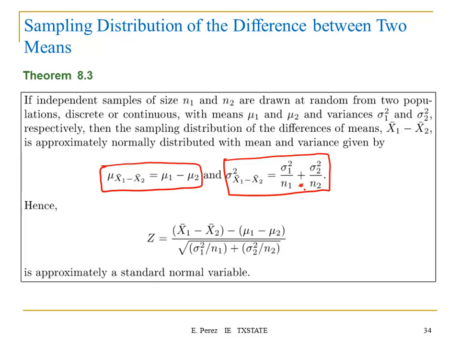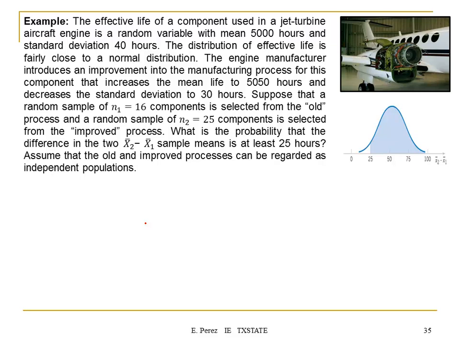Okay? And we're going to use Z as stated here to find the C value from the standard normal distribution. So let's look at one example. Okay, so here we have an example of a jet engine.